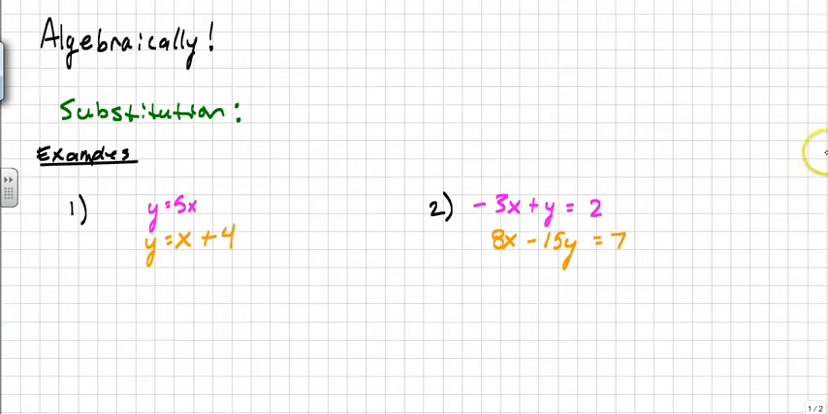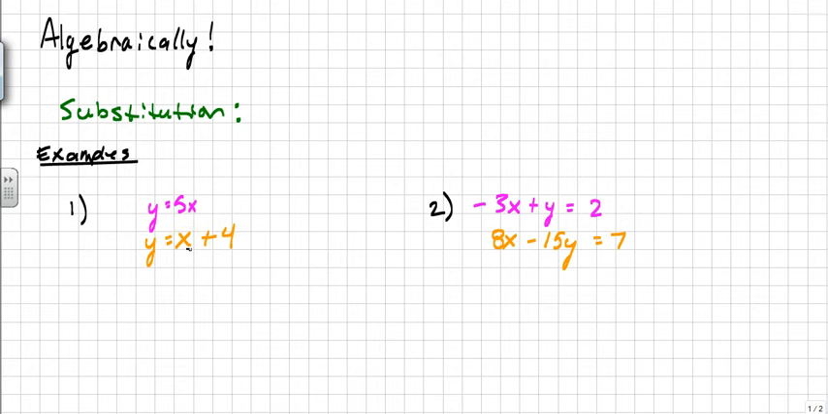The first way is substitution, and substitution is exactly what it says. I'm going to solve for a variable, substitute that in, and find out what that variable equals, then plug it in and find another one. Substituting. You're used to substituting numbers: you plug in a number and you evaluate. That's all this is.